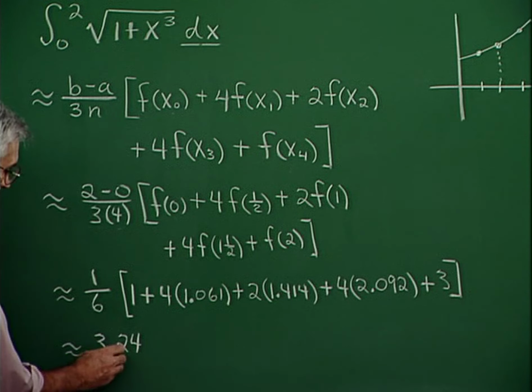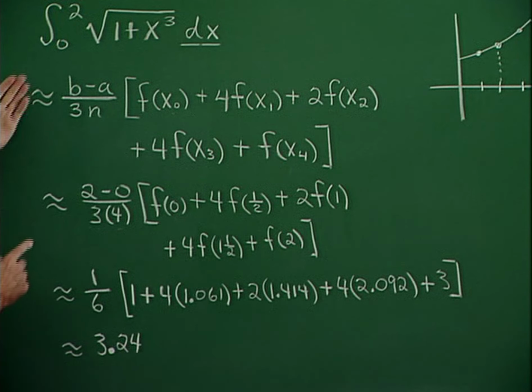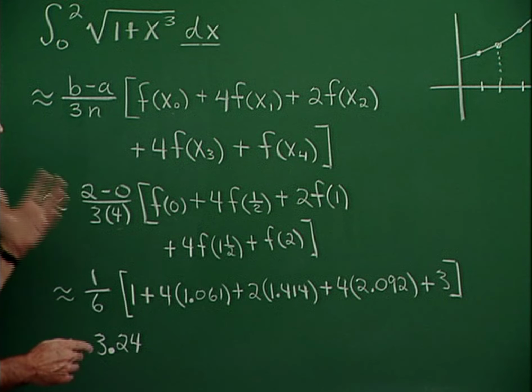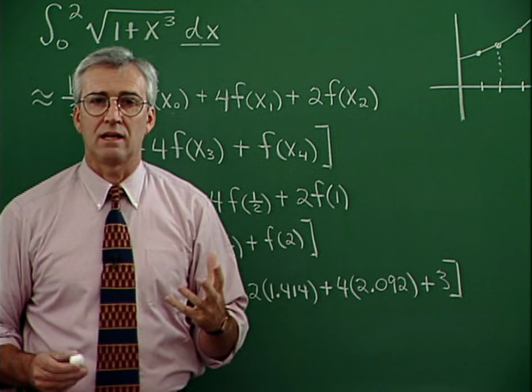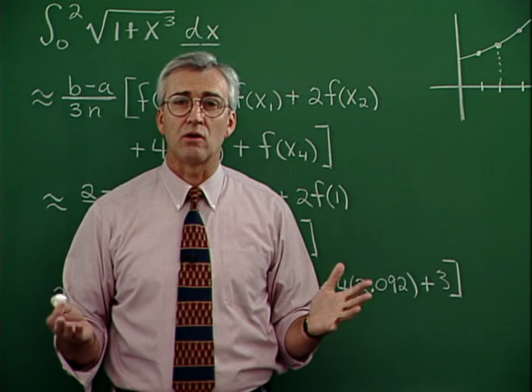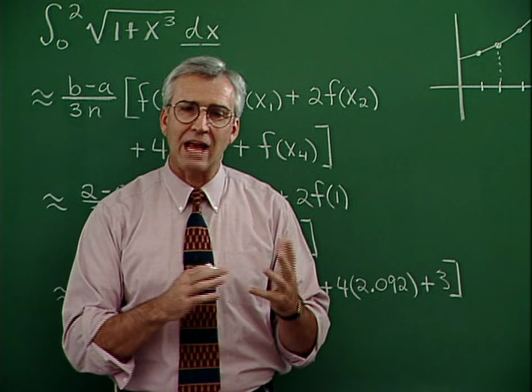Now 3.24 is, to 2 decimal places, precisely the value of this definite integral that you would get by using the calculator. So to the nearest hundredth, this is exactly what the calculator would get. So that's why I say it's so remarkable as to how accurate this is.